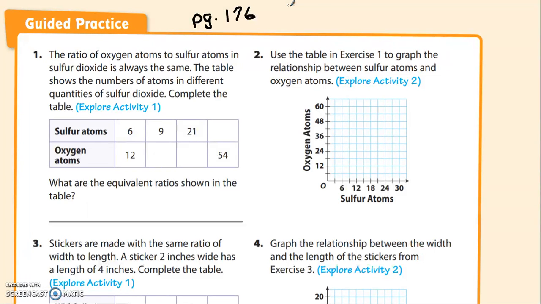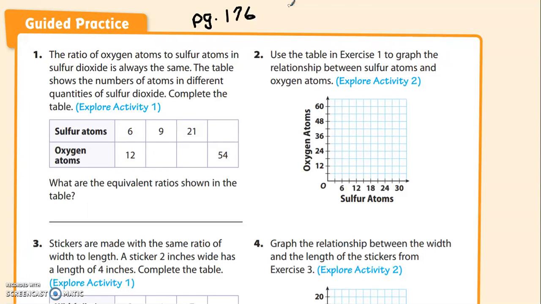Okay, number 1. The ratio of oxygen atoms to sulfur atoms in sulfur dioxide is always the same. The table shows the different number of atoms in different quantities of sulfur dioxide. Complete the table. So this one looks a little bit tricky unless you start by simplifying it.